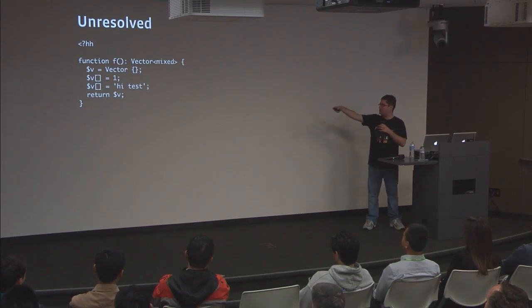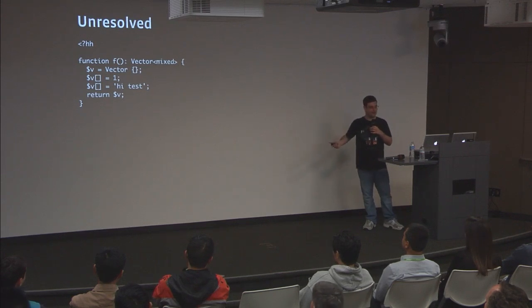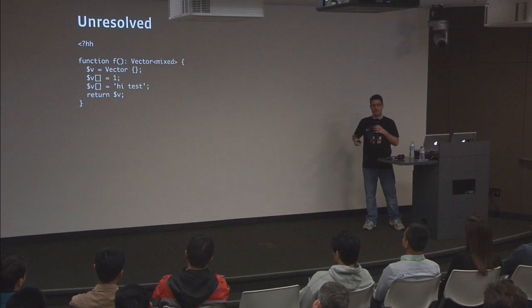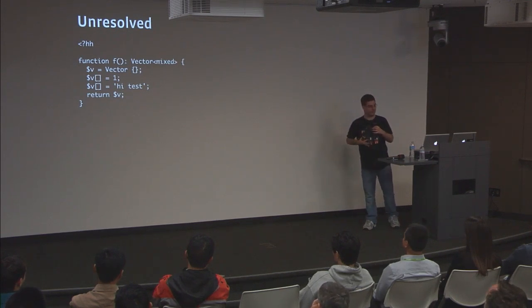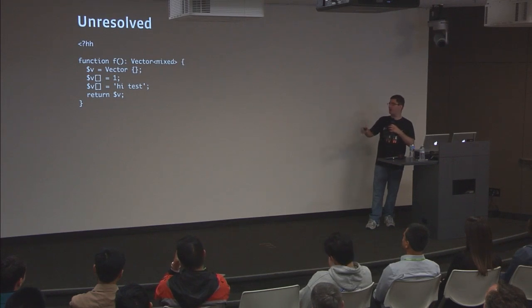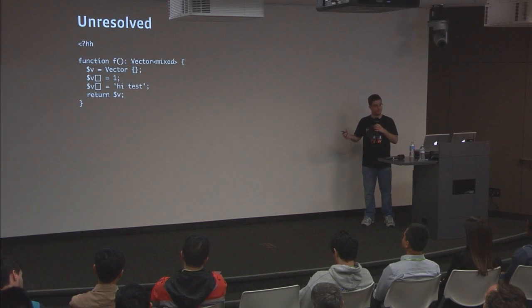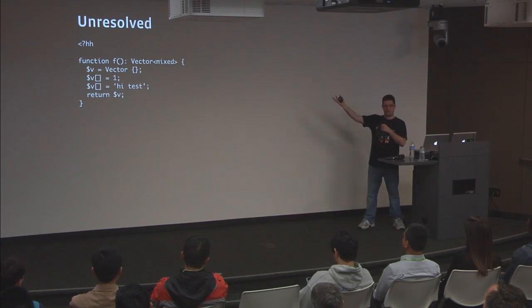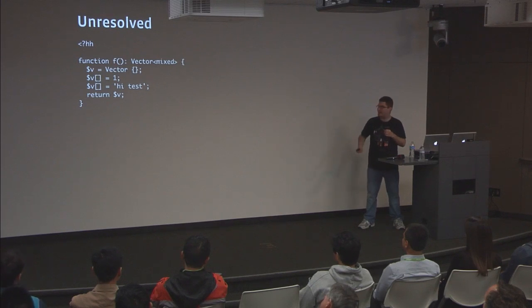On the first line of the function, I say $v = Vector {}. That's just initializing an empty vector. And then this $v[] syntax is the append operator in PHP. So I'm going to create an empty vector, append the integer 1, append the string 'hi test', and then return the vector. We can see by inspection that this should work. This is a vector of mixed, and the vector can contain anything. In particular, the anything it can contain can be an int or a string.